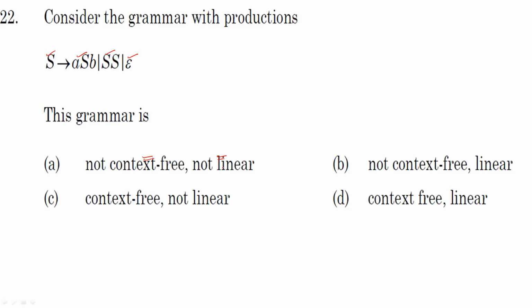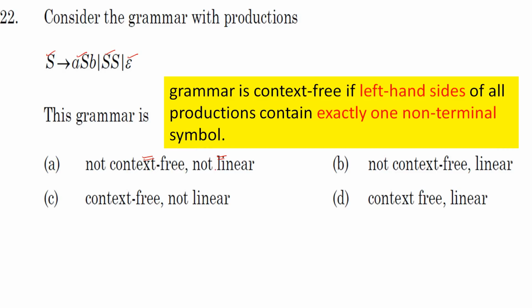So what is context free? A grammar is context free if the left hand side of all the productions contains exactly one non-terminal symbol. This is the left hand side of our production, and this is the right hand side. S is the non-terminal here, and A and B are terminals. So the left hand side contains exactly one non-terminal, so our grammar is context free. So the answer can be either C or D.